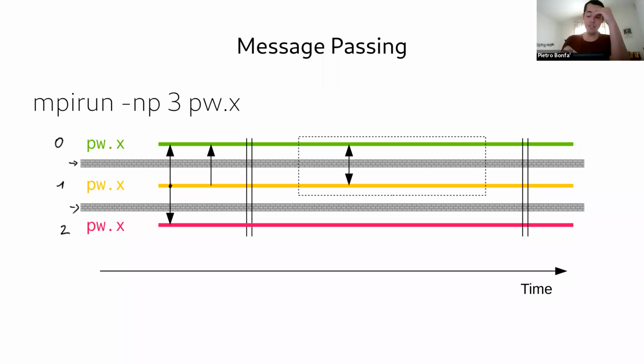Like, for example, you can imagine that Mr. Yellow here, the yellow PW, is reading the input and sending it to the other PW instances. But you could also have Mr. Yellow here sending data to Mr. Green, okay? And of course, the larger the message, the more time it will take to be delivered. It's very easy to guess.